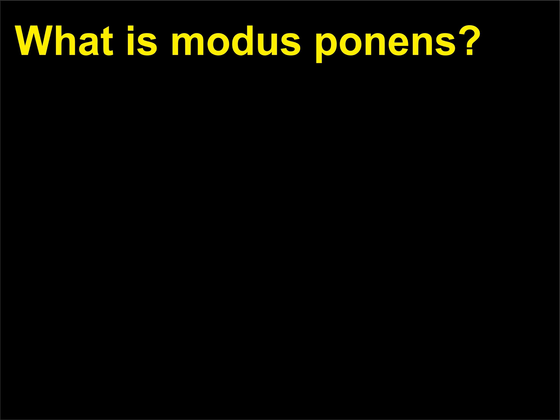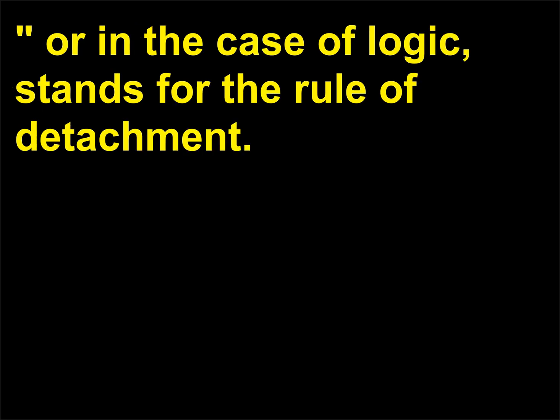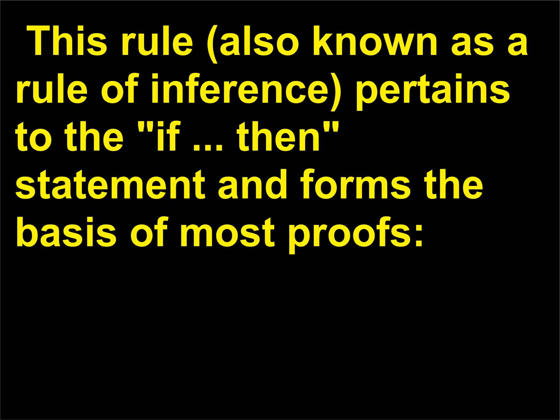What is modus ponens? The Latin term modus ponens means "mode that affirms." Or, in the case of logic, it stands for the rule of detachment. This rule, also known as a rule of inference, pertains to the if-then statement and forms the basis of most proofs.